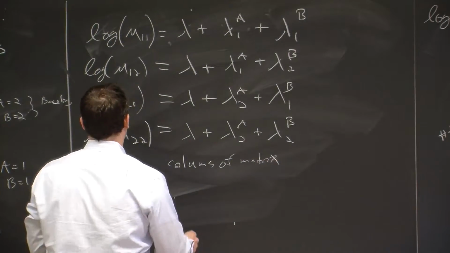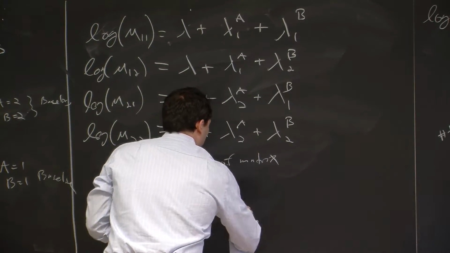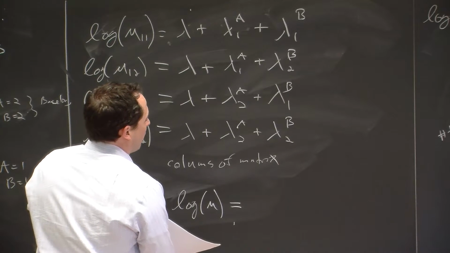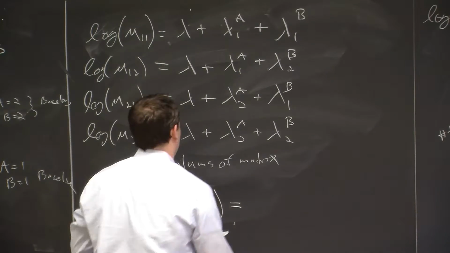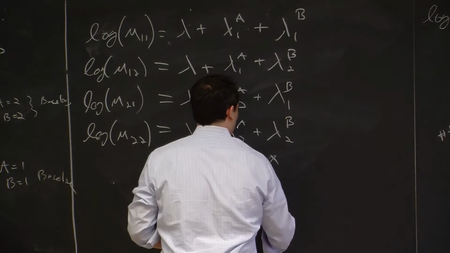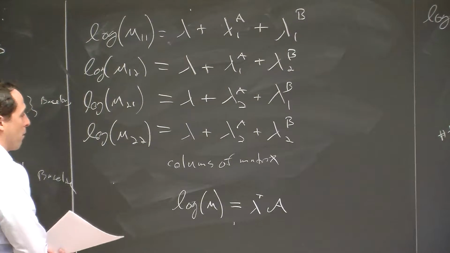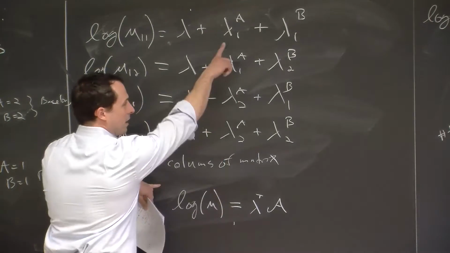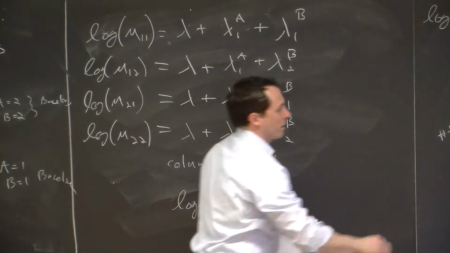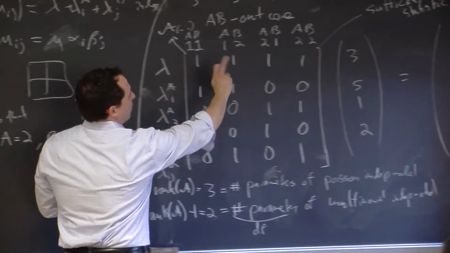Matrix. Let's see if we can get this right. So what we're saying is that log mu equals, I think we want to say, lambda transpose A. If we have a vector of mu's and a vector of lambdas, we want to write this as a matrix equation, just multiplying on the left by the lambdas to get the vector of entries of log mu.